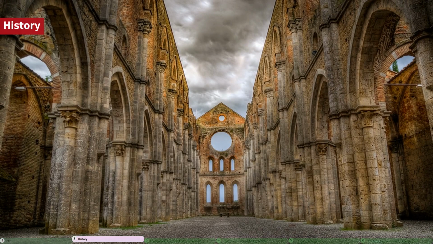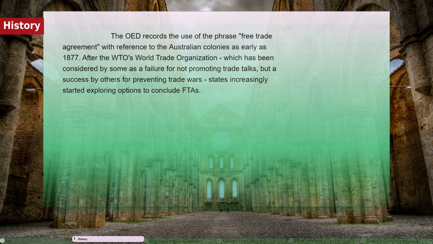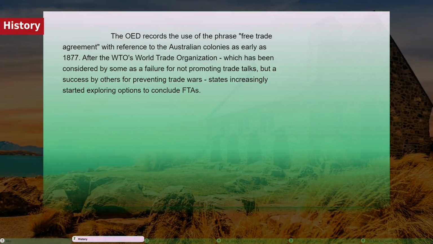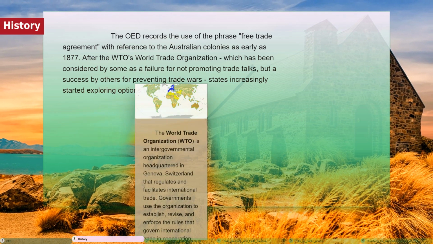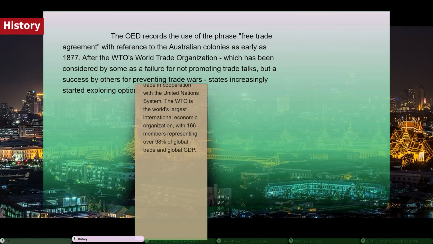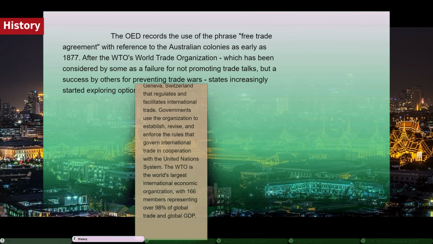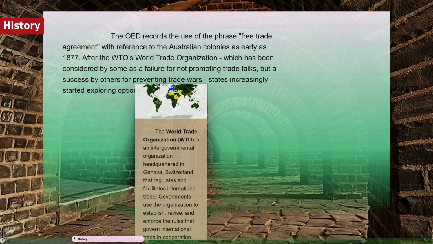When did these free trade agreements really start to take shape? Interestingly, the term free trade agreement was used as far back as 1877, specifically in relation to the Australian colonies. And later, with the establishment of the World Trade Organization, countries increasingly turned to FTAs. But there's a debate whether the WTO has effectively promoted trade dialogues or not.